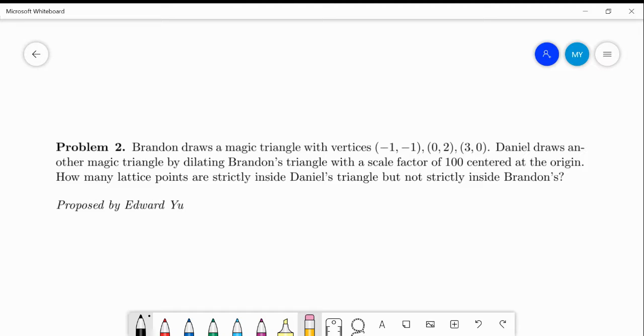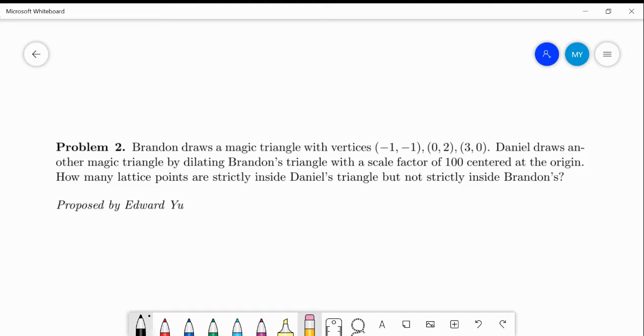So in this problem, Brandon draws a magic triangle with vertices (-1, -1), (0, 2), and (3, 0). Daniel draws another magic triangle by dilating Brandon's triangle with a scale factor of 100 centered at the origin. How many lattice points are strictly inside Daniel's triangle, but not strictly inside Brandon's?